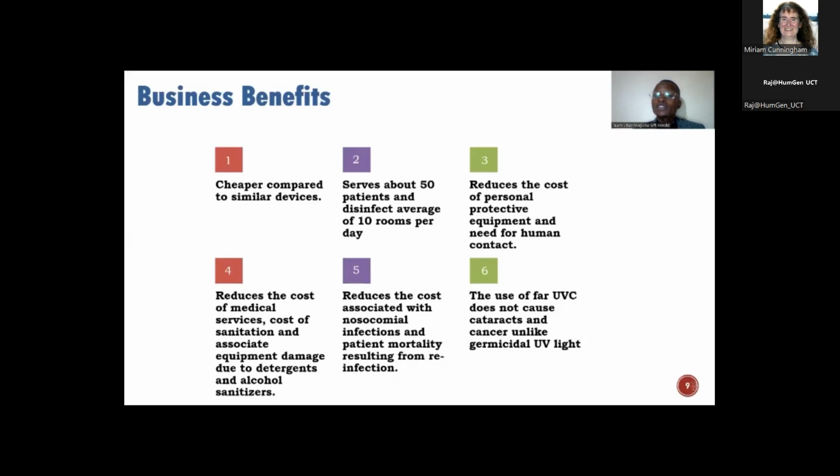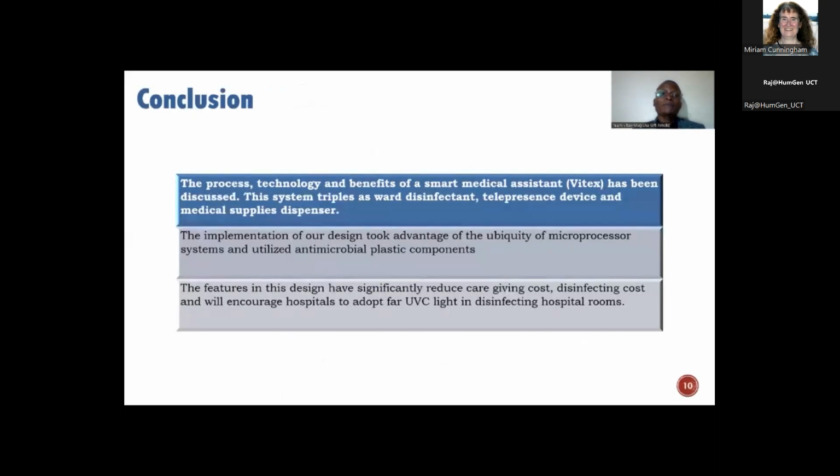It also reduces the cost of medical services and reduces the cost associated with nosocomial infections. The use of the far UVC, as I've told you, reduces the advent of cataracts and cancer, making our system very, very safe. In conclusion, the processes and technologies and the benefits of the medical assistant tool Vitex have been discussed.